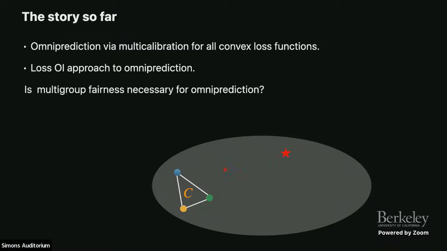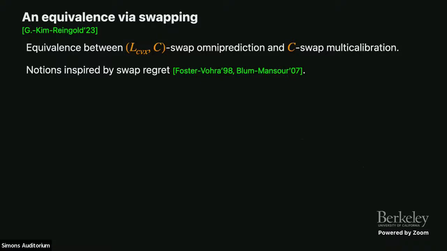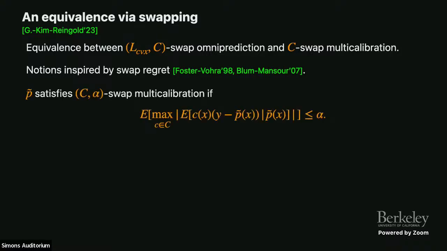Okay. So a recent work by Omer, Michael, and me actually shows that there is an equivalence. This equivalence requires one extra ingredient. That's the notion of swapping. So maybe I'll just tell you what these notions are and then we'll stop. So what we show is an equivalence between L convex C swap omni-prediction and C swap multi-calibration. These swap notions are inspired by the notions of swap regret from the classic works of Foster and Vohra and Blum and Mansour.